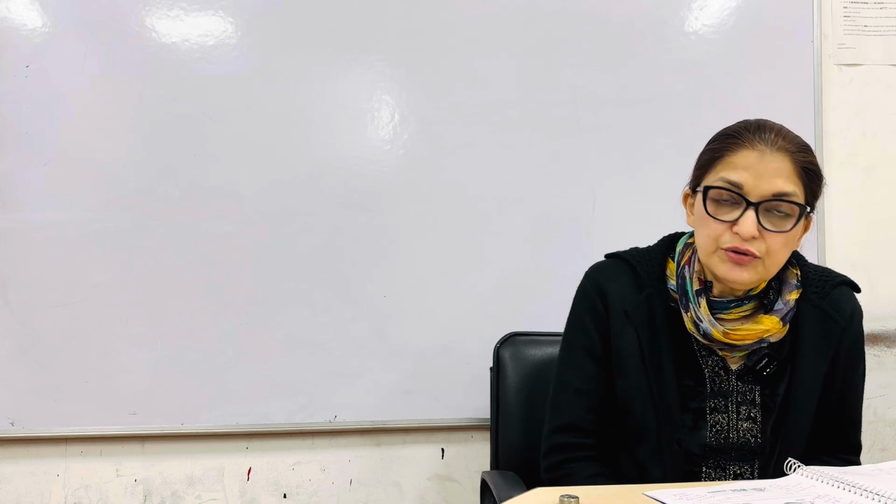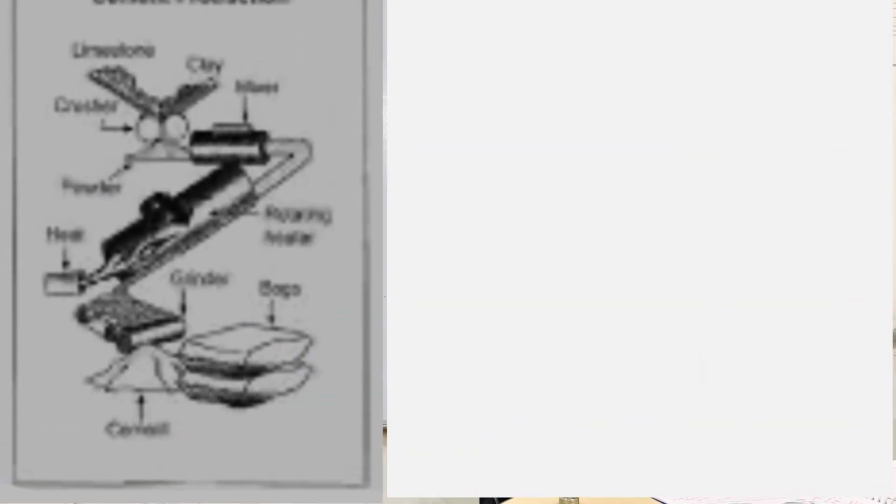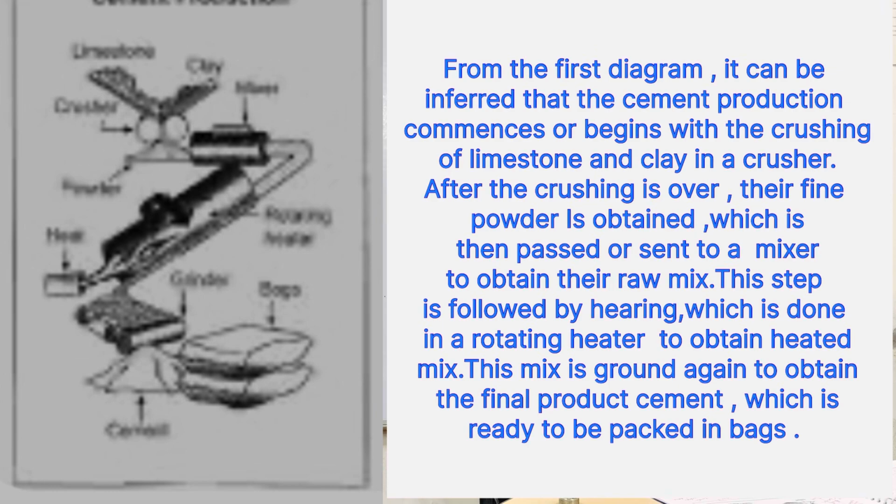So we come to body paragraph 1. From the first diagram, it can be inferred that cement production commences or begins with the crushing of limestone and clay in a crusher. After the crushing is over, a fine powder is obtained, which is then passed or sent to a mixer to obtain the raw mix.